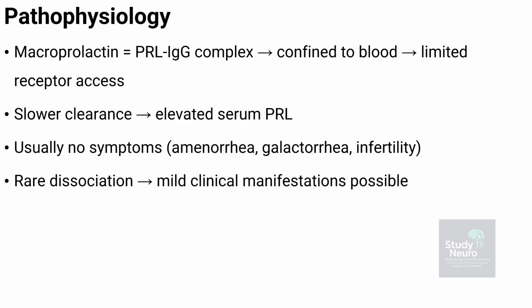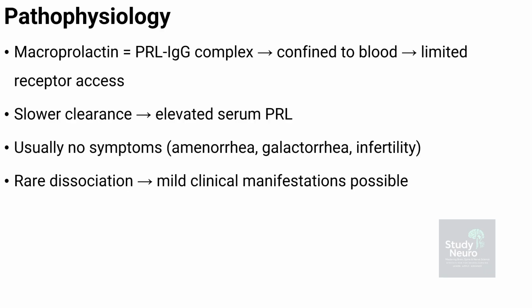Macroprolactin is formed when monomeric prolactin binds to IgG autoantibodies, creating a large prolactin immunoglobulin complex. Because of its high molecular weight, this complex remains largely confined to the bloodstream and has limited access to prolactin receptors in target tissues. As a result, despite elevated measured prolactin levels, the biological effect on organs such as the breast and gonads is minimal. In addition, macroprolactin is cleared more slowly from the circulation, which contributes to persistently elevated serum prolactin concentrations on laboratory testing. This explains why patients can have high prolactin values on blood tests, but few or no clinical manifestations.